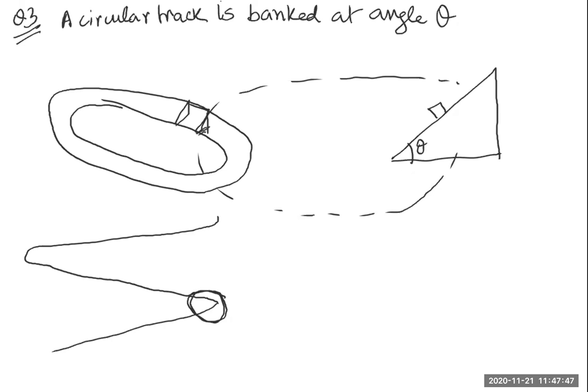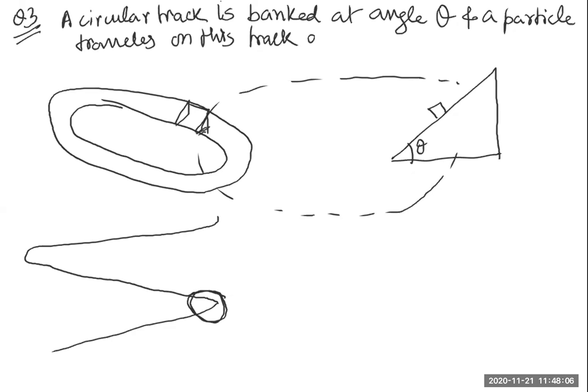A circular track is banked at an angle of theta, and a particle travels on this track at a radius r. Find its velocity.